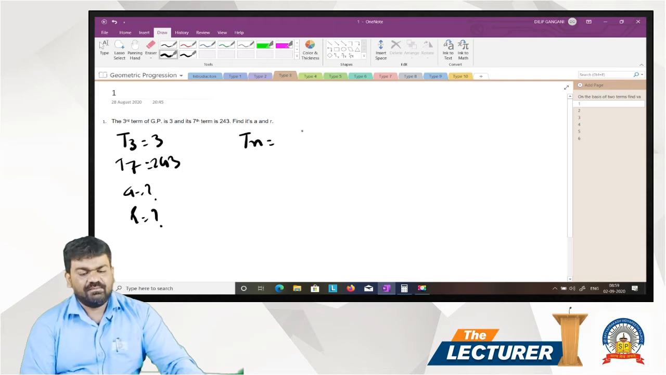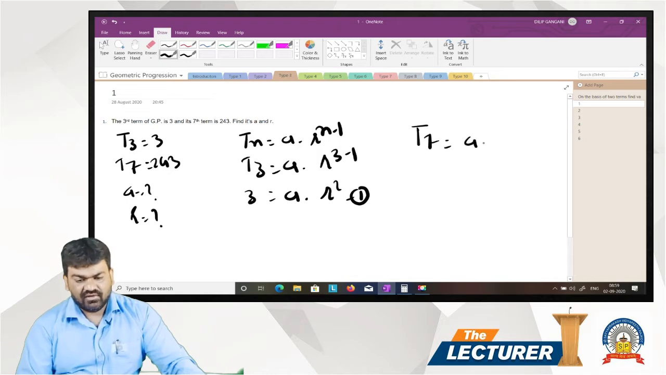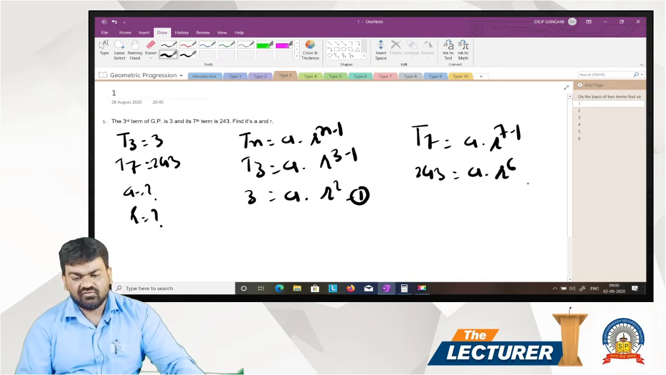What is Tn in GP? Tn is equal to a r raised to n minus 1. T3 is a r raised to 3 minus 1. T3 is equal to 3, so a r raised to 2. This is equation number 1. Same way, what is T7? T7 is equal to a r raised to 7 minus 1. T7 is given 243, that is a r raised to 6. This is our equation number 2.